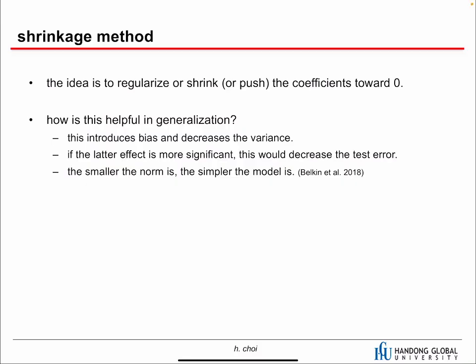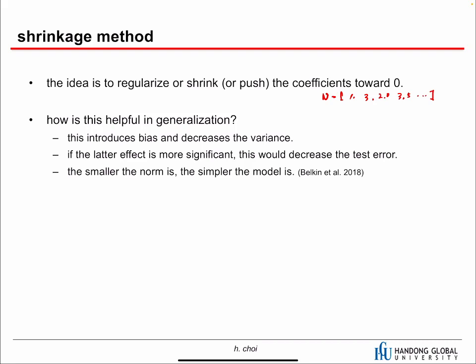And the next one is the shrinkage method. In the shrinkage method, the idea is to regularize or shrink the coefficients toward zero. Let's think about a simple regression problem with a couple of parameters. Let's say we have this parameter vector 1.3, 2.0, or 3.5. Okay, this is our parameter.